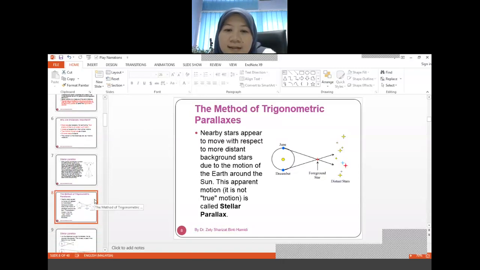So there is what we call the stellar parallax, and this is the apparent motion, not a true motion, of the stars. So we can see there are a lot of factors that we need to consider before we calculate the distance.